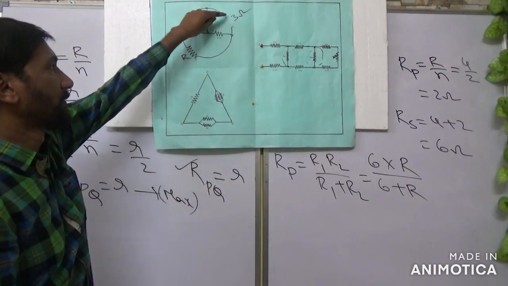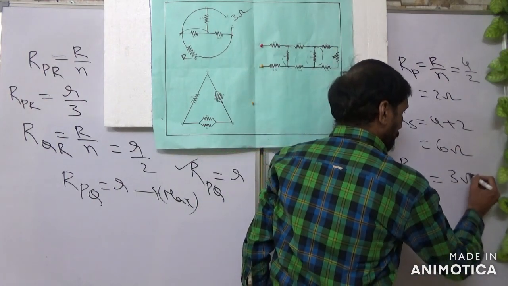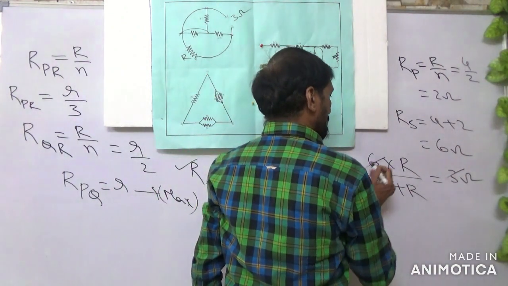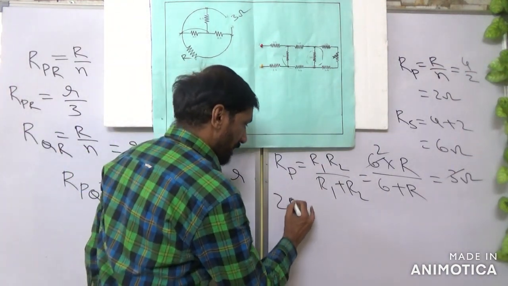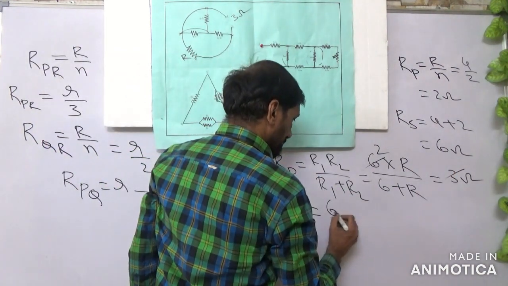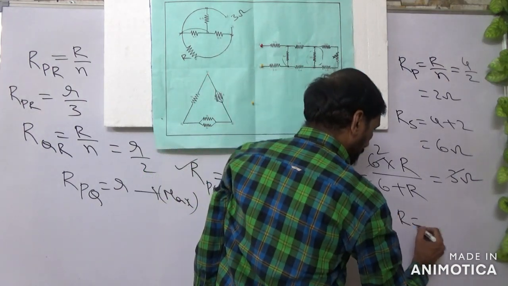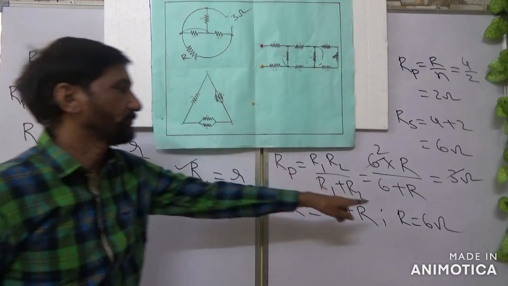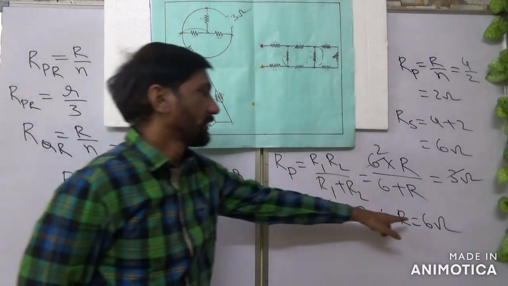But according to this problem, the effective resistance is given as 3 ohm. That means you can equate this to 3 now. So you know this 3 divides 6 2 times, right? So you get 2R is equal to 6 plus R, or you take this R to left side, R equal to 6 ohm. So what is the unknown resistance value? 6 ohm. So the value of this unknown resistor is 6 ohm.